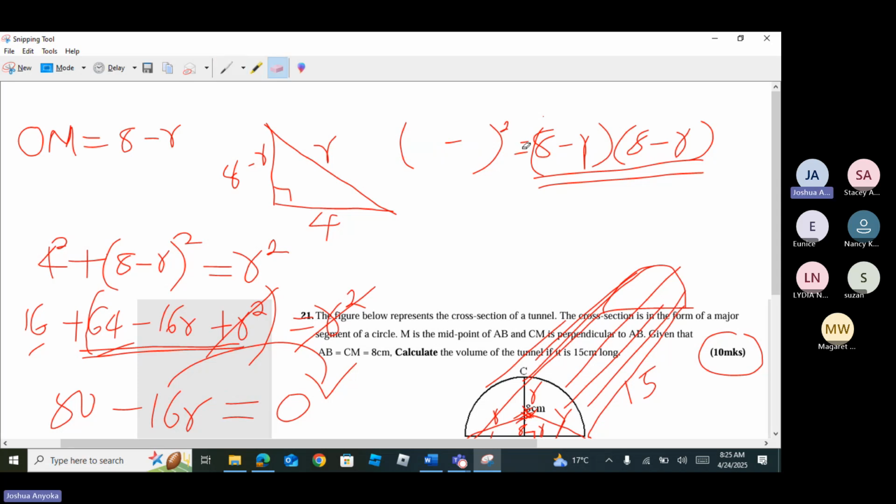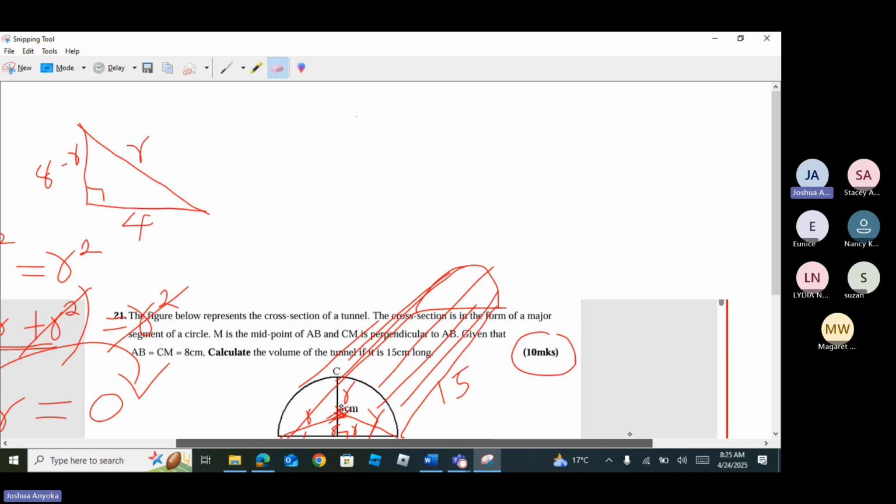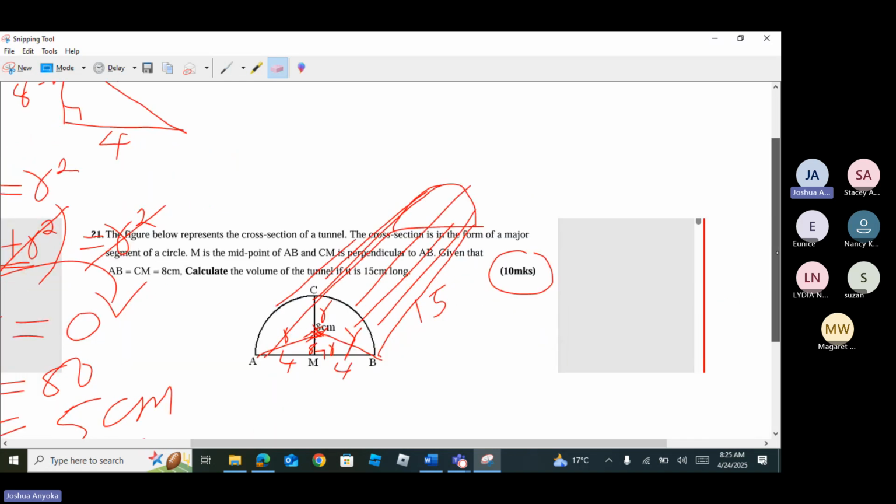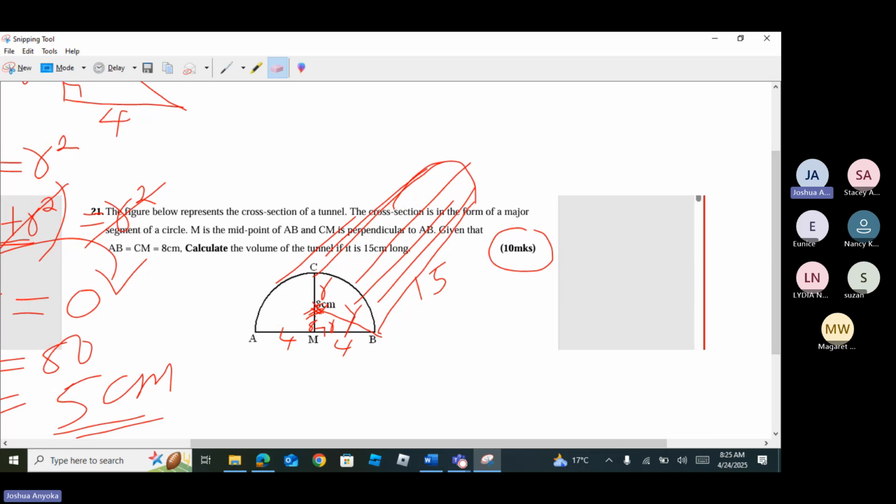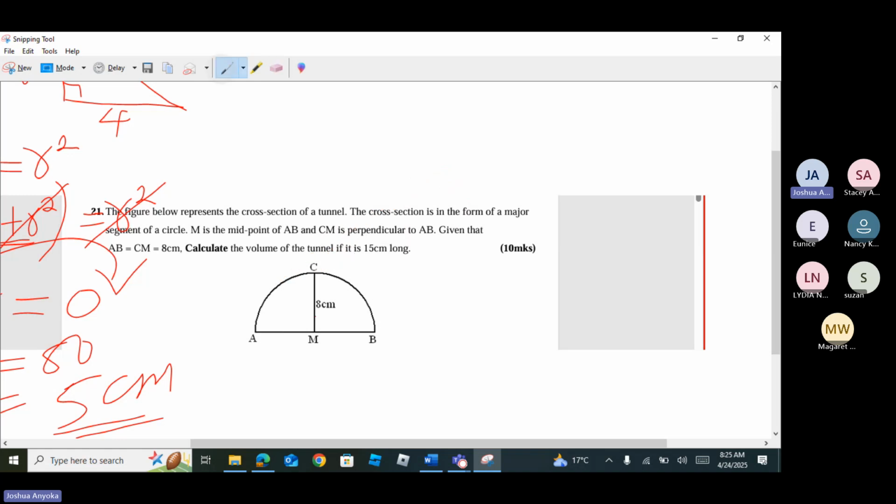It is a prism because it has a uniform cross-section area. It's a prism, and we have the radius as 5 centimeters. So what can we do to find there? Our radius is 5 centimeters, and this one r is 5. 8 minus 5 is 3. This one is 4, and this one is 4.